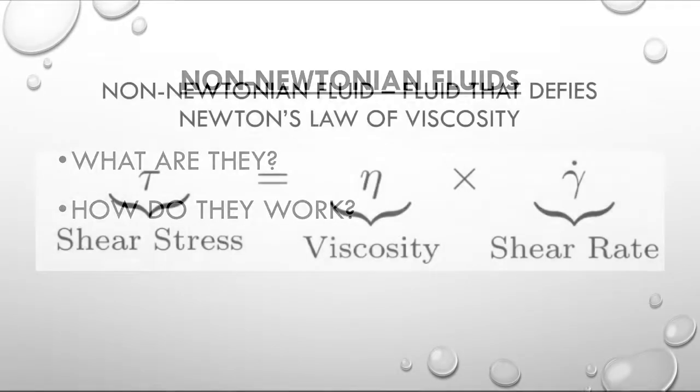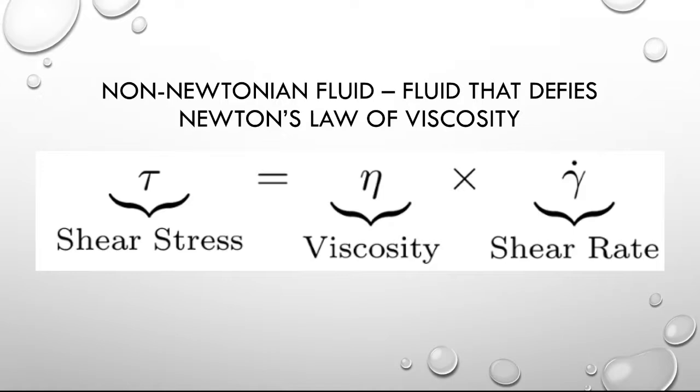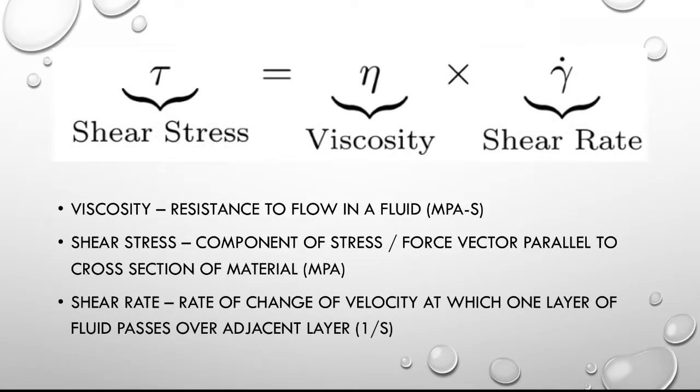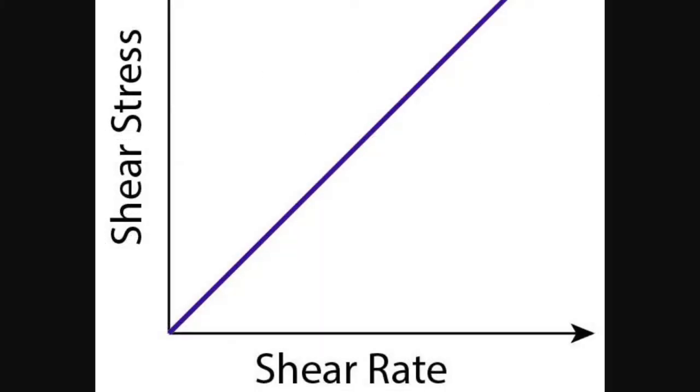A non-Newtonian fluid is a fluid that defies Newton's law of viscosity. Viscosity is the resistance to flow in a fluid. It's kind of like the friction between the molecules in the fluid. Newton described the flow behavior of fluids with a linear relationship between shear stress and shear rate, resulting in a proportionality constant, the viscosity of the fluid. Viscosity is the slope of the graph of shear rate versus shear stress.